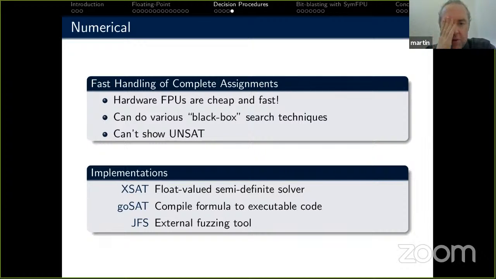The first one of these was called XSAT. We compare against GoSAT, where it actually compiles the formula down to executable code and then kind of does a brute force search over the executable code. JFS does something similar.